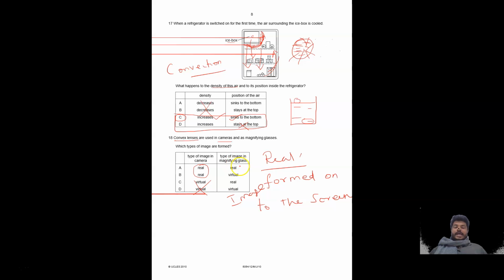And with a magnifying glass, we are not getting any image on a screen. What is the function of a magnifying glass? To enlarge the image. So here the image is virtual, because the image cannot be formed onto the screen using the magnifying glass. So the right option is B. So this is the way, always try to cancel out two options, students. Then the other two options we can decide. Is that clear?